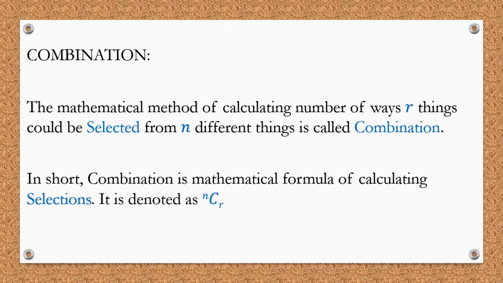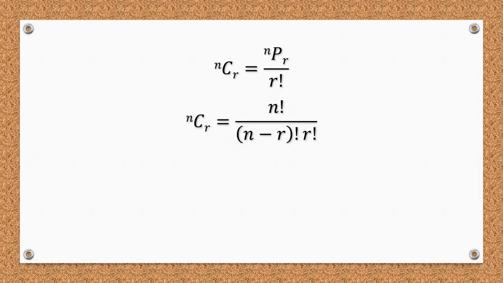It is denoted as nCr. Now, as I just told you guys, combination is dividing permutations by r factorial, the selection factorial. So it is simple: nCr is nPr upon r factorial. Now we know that the formula of nPr is n factorial upon n minus r factorial. So just multiply that n minus r factorial with r factorial. So the formula for combination is n factorial divided by n minus r factorial into r factorial.